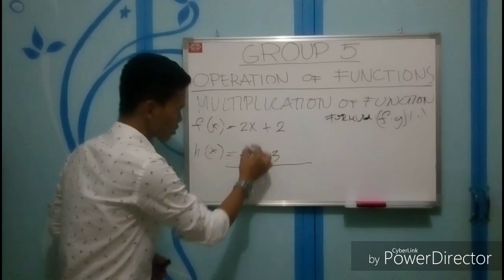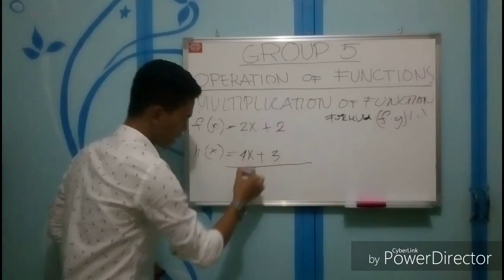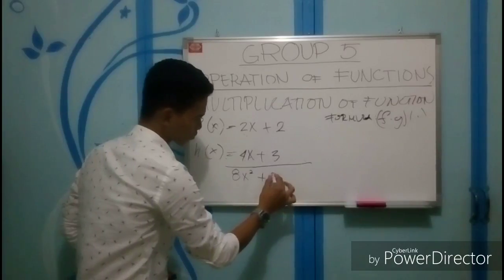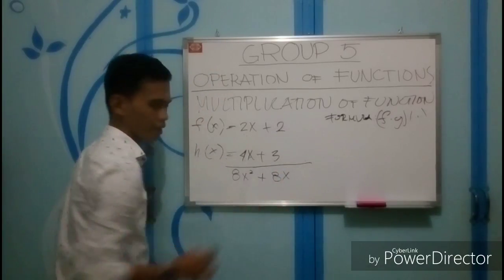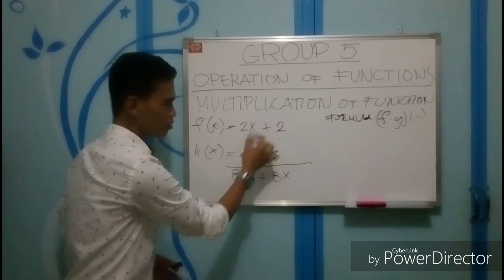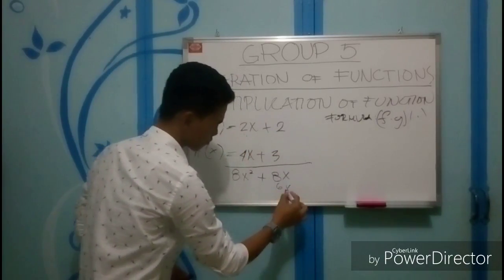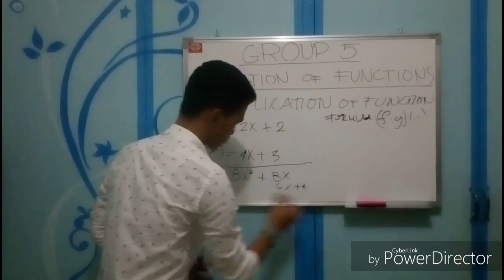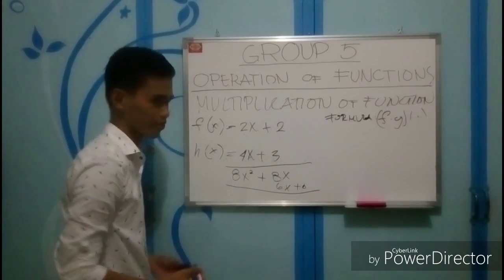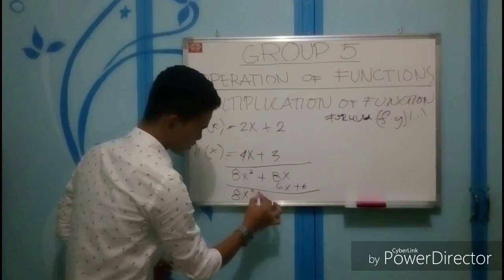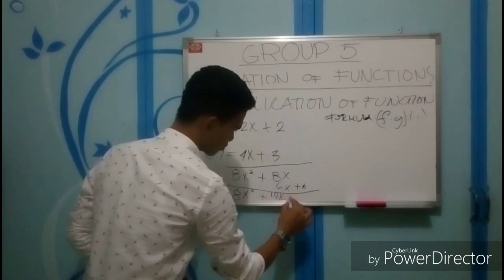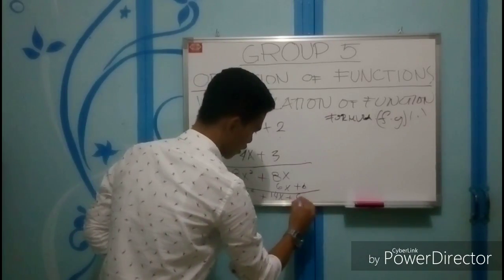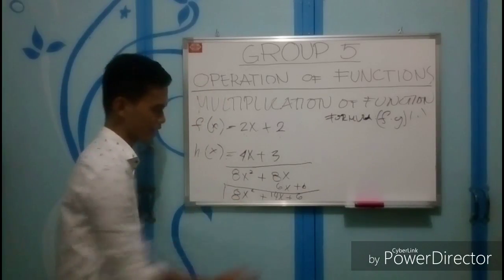4x times 2x is equal to 8x squared. 4x times 2 is equal to 8x. Then 3 times 2x is equal to 6x. Then lastly, 3 times 2 is equal to 6. Okay, let's add this one. 8x squared plus 14x plus 6. Okay, we have the answer.